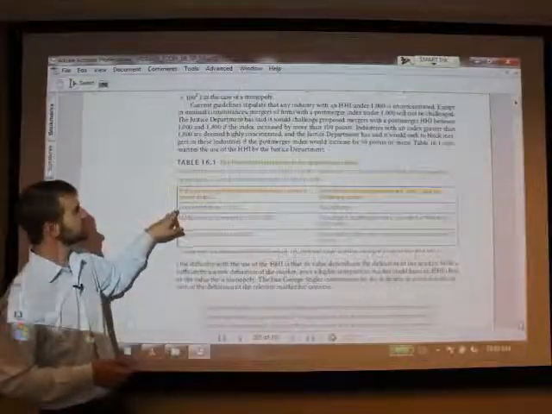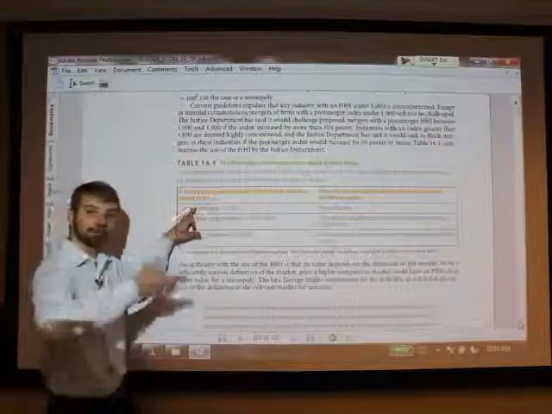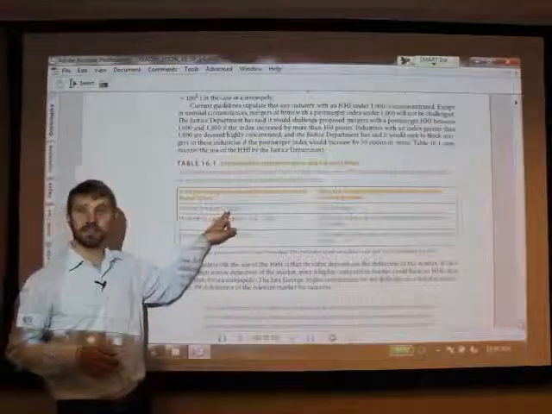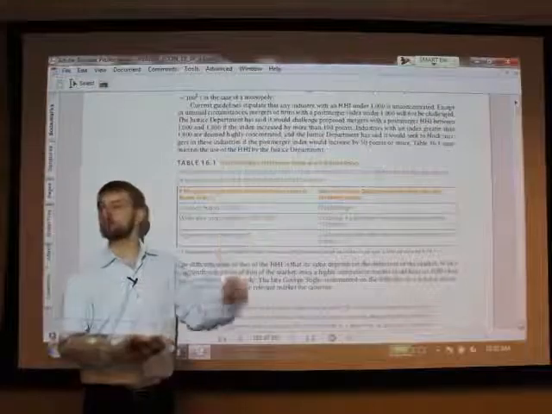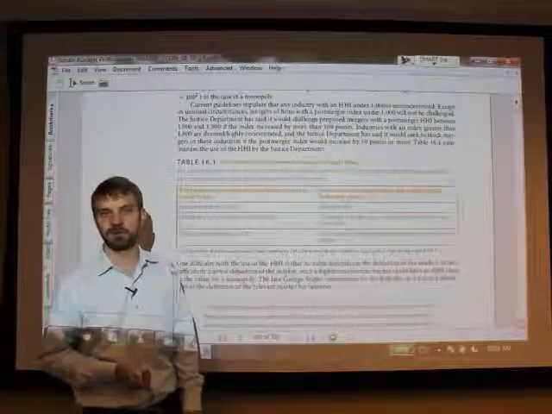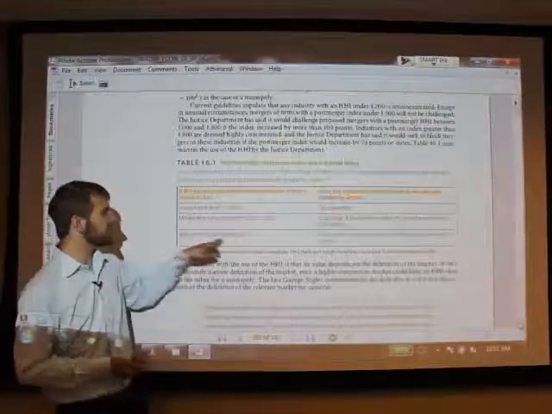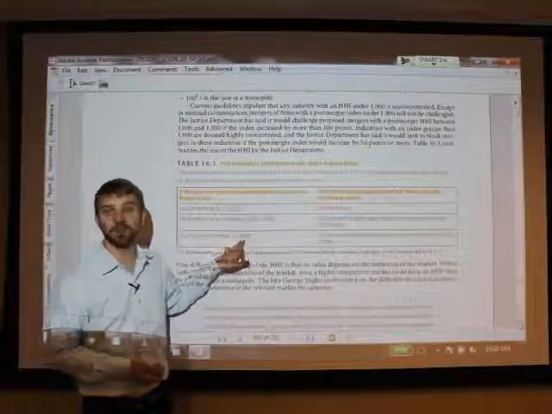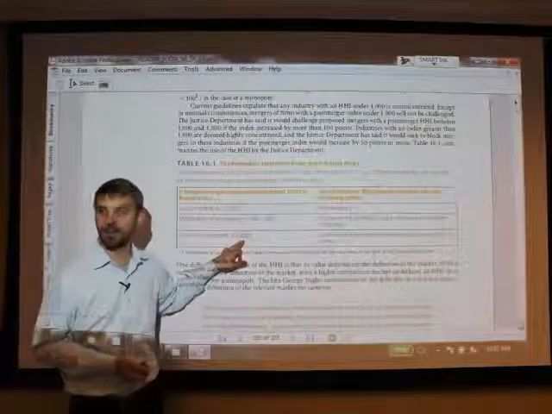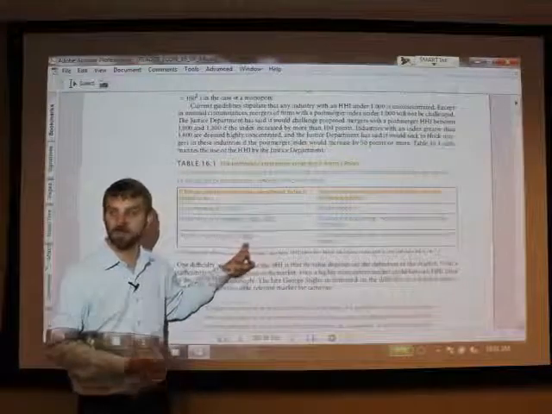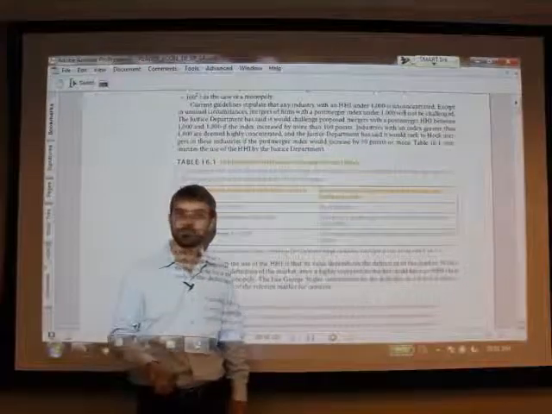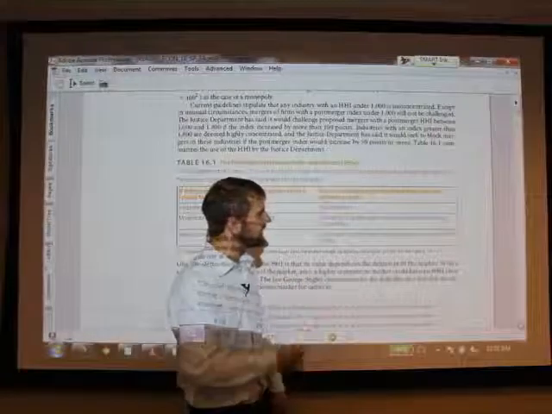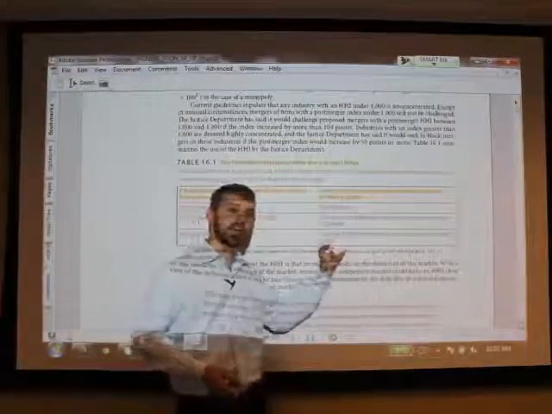If the Herfindahl-Hirschman index post-merger is 1,000 or less, then they're almost certainly going to be allowed to merge. But if it's greater than 1,800, then they're probably going to get sued by the FTC or the DOJ. Whether they're going to be allowed to merge or not depends on what the judge decides. So these are some guidelines. It also depends on how much the HHI increases.